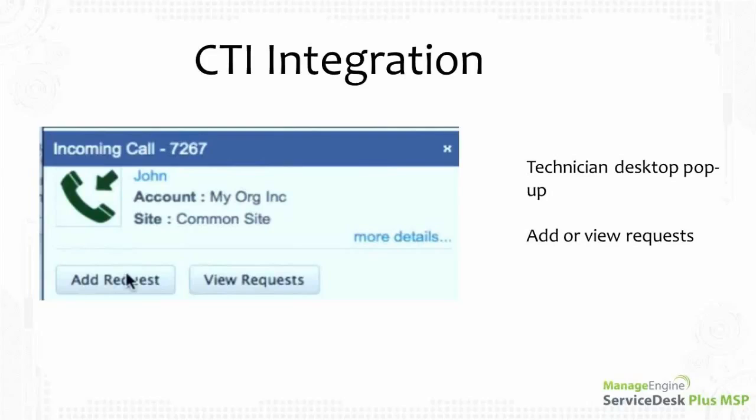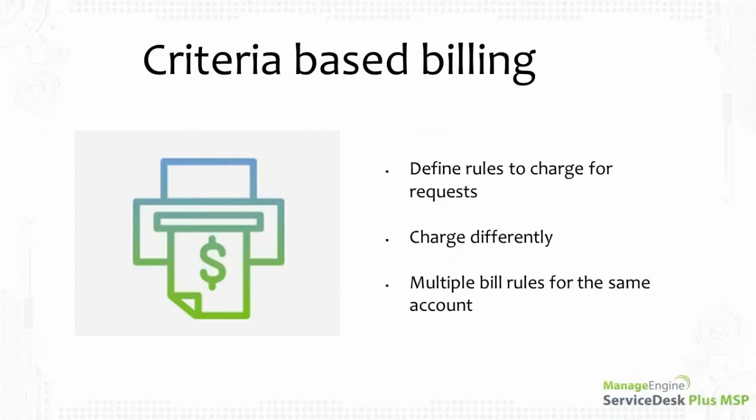And this add request button, if you click on add request, immediately it will give you a request form filled with John's name and account and the site fields, and you can start typing whatever his issue is. And if you want to look at his old requests, you can click on the option called view requests. This will allow you to see his history before proceeding by creating a new ticket, which will not allow any redundancy of tickets inside the application.